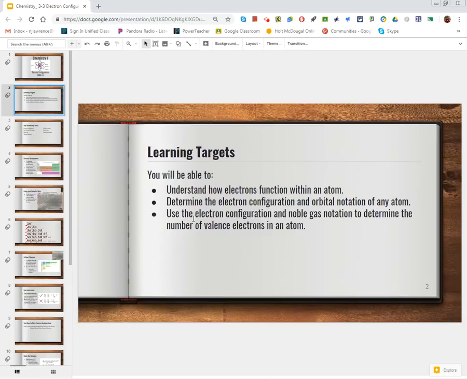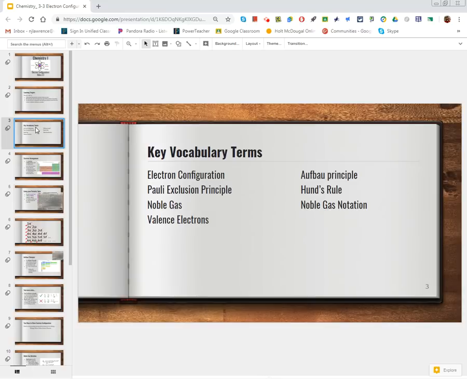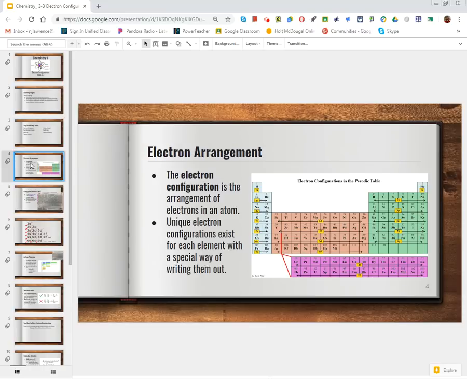The last thing we're going to do in this video is use the electron configuration and the noble gas notation to determine the valence electrons within an atom. The valence electrons are considered to be the electrons that are used in bonding and often considered the electrons in the outermost energy level. So as we get started, here are your vocabulary terms. Again, if at any time you don't understand a word or a concept, feel free to pause the video, Google it, take a quick peek at it, but a lot of these are defined within this video.